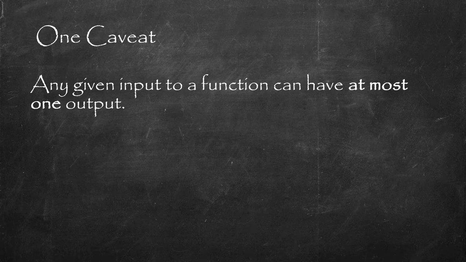There's one very important requirement of a function that we haven't spoken about yet, and that requirement is this: any given input to a function can have at most one output. So if a mapping fails to satisfy this constraint, then it cannot be called a function. Well, we'll take a look at an example of that.